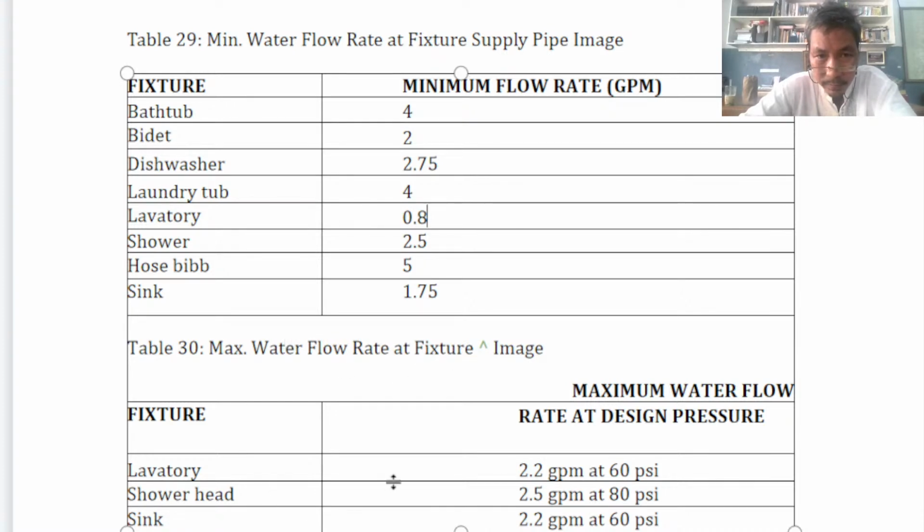Okay, maximum. Lavatory, 2.2 gallons per minute at 60 psi. Shower head, minimum 2.5, maximum 2.5 at 80 PSI. Okay, 80 PSI maximum. Over that, it will become dangerous. So 2.5 for shower. Okay, sink: minimum of 1.75 but maximum 2.2 gallons per minute at 60 PSI. We are talking of maximum. Therefore, it is a safe bet to use 60 PSI or less, really about 40 to 60. That is the safe pressure.